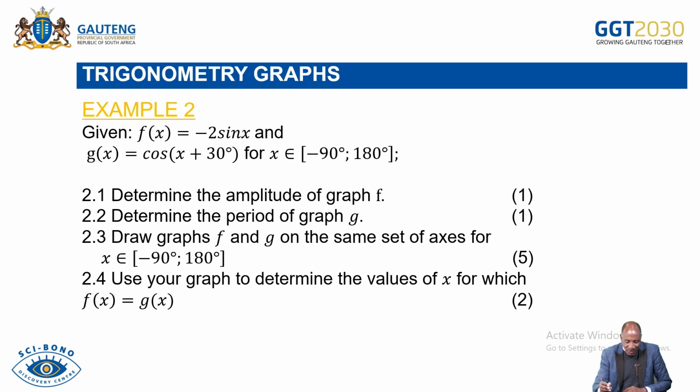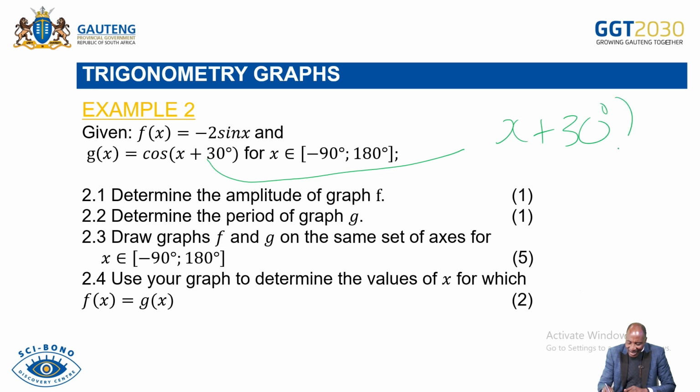Okay. Then when we look at the period of graph g, let's look at graph g. Graph g says cos of x plus 30 degrees for x an element of negative 90 degrees up to 180 degrees. Now, when you go into the bracket, I see here in the bracket we have x plus 30 degrees as our angle. Otherwise, this is cos of x plus 30 degrees.